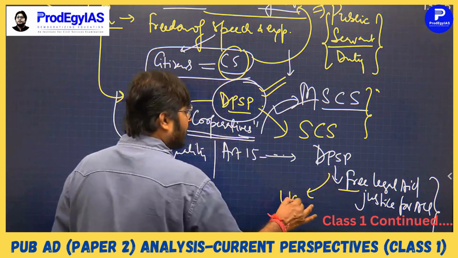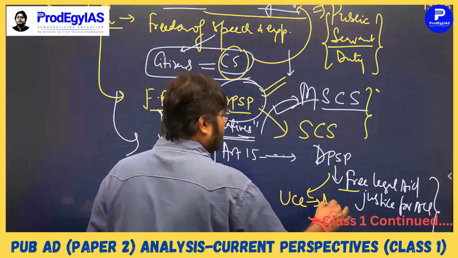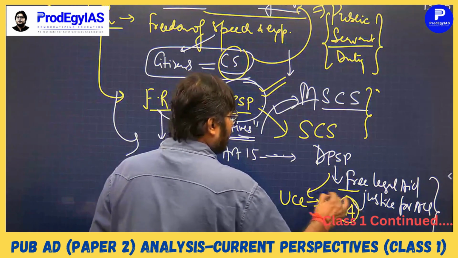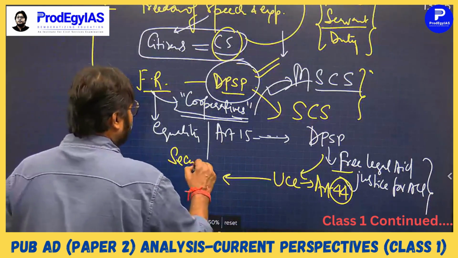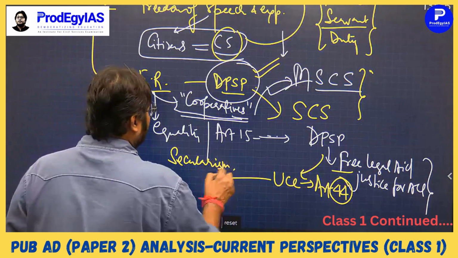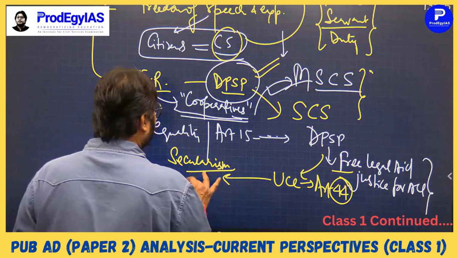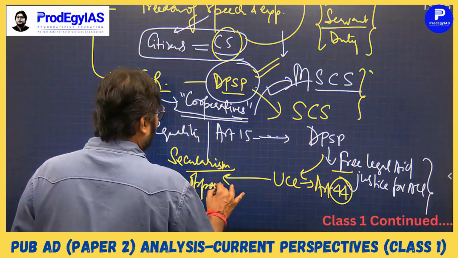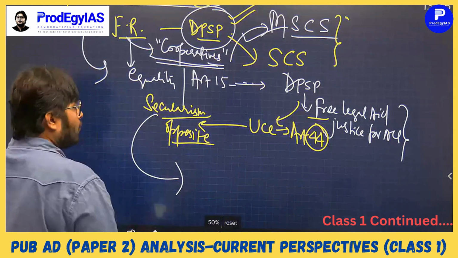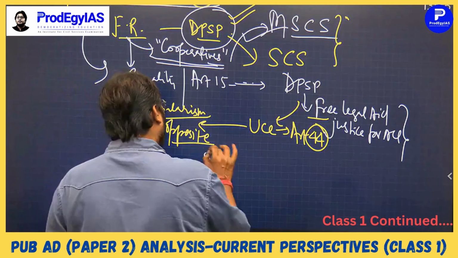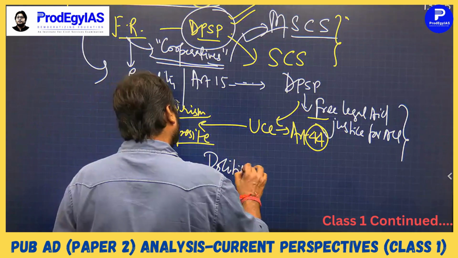अब UCC पे debate चल रही है, fine, Article 44, you know. So how UCC promotes the concept of secularism, right? In fact, on the face of it, it seems to be opposite to the idea of secularism. क्यों? इसका भी logic है. India follows political secularism, not social secularism.